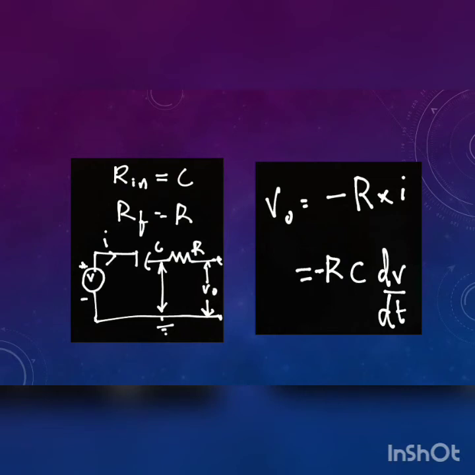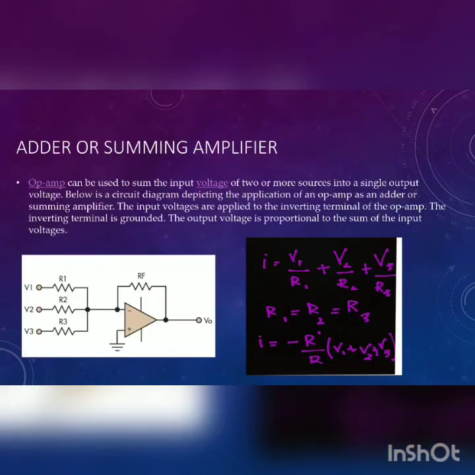To see how we got that equation, our input impedance is equal to C and output impedance is equal to R. By looking at the diagram and understanding it, V0 will be equal to minus R into I. I is nothing but, we know, C into dV by dt. So we get the formula V0 is equal to minus RC dV by dt. Finally, we get the formula of output voltage, which represents a differentiator.